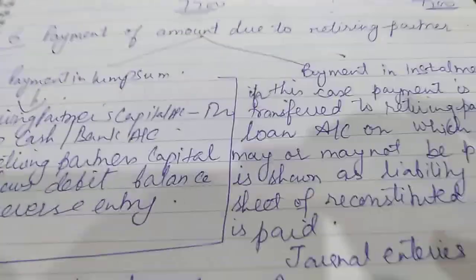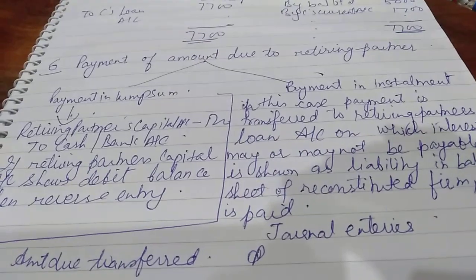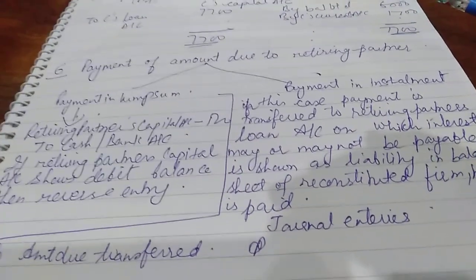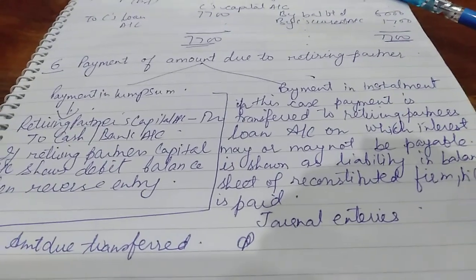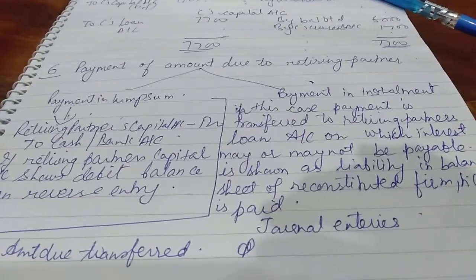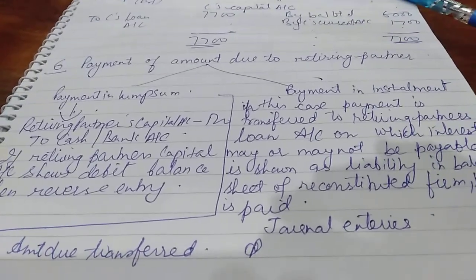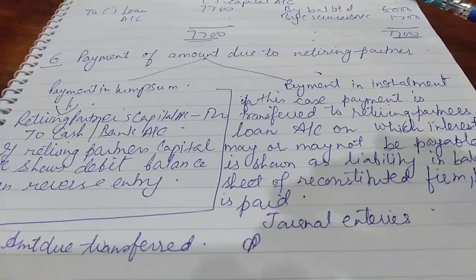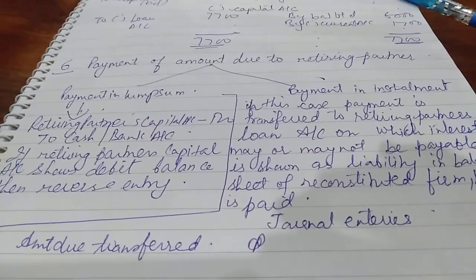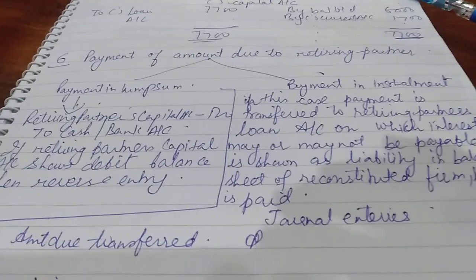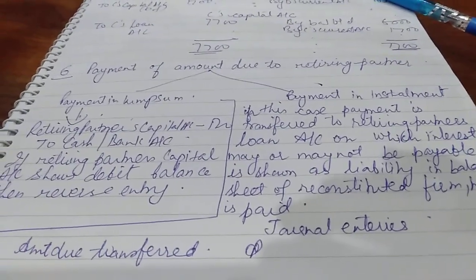Good morning, students. Now, my sixth topic from retirement is, as I already told you in my last lecture, that we have to transfer the amount to his loan account, to the loan account of the retiring partner. So, how are we going to make entries for that? Let us see. Payment of amount due to retiring partner, you have two options. Either you pay on the spot in lump sum the whole amount, settling his account by paying him in lump sum. Or the second option is you pay in installments.